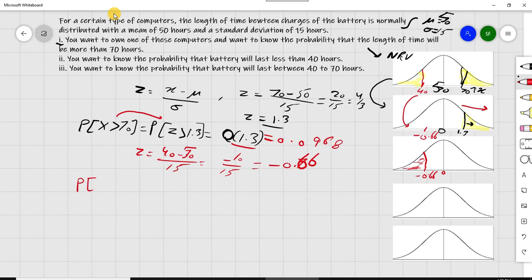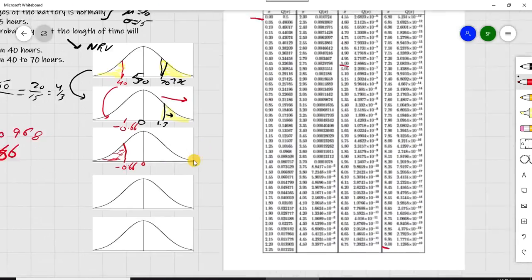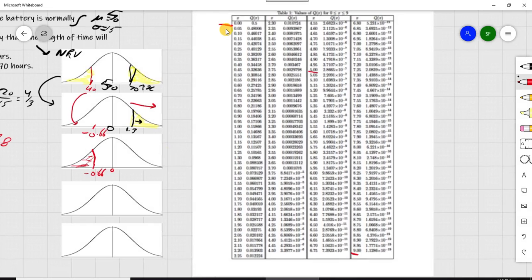For part number 2, what we are trying to do is find the probability that the life of the battery is less than 40 hours, which is equal to the probability that Z has a value less than minus 0.66, which is equal to, now we want to find out this probability. Now if you notice, the Q table does not have any negative values. It starts from 0 and goes towards 9. So how do we deal with the negative value? This is the problem that we are stuck with.